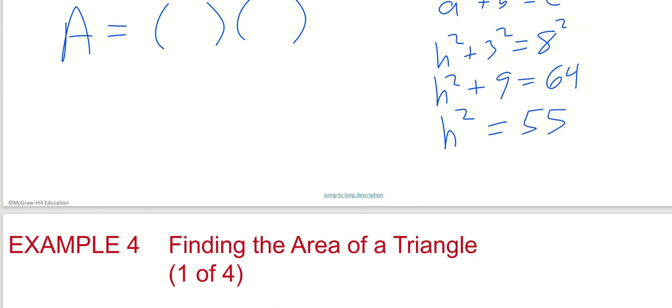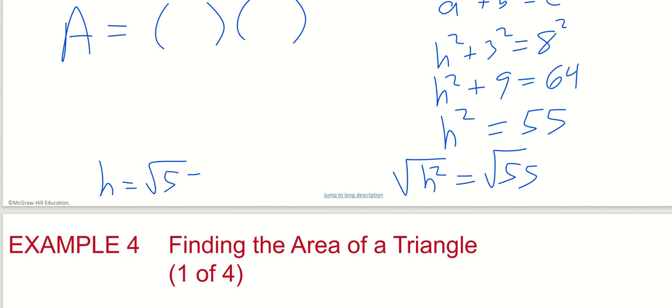And then for the last step, to get H by itself, we need to get rid of a square, which means to do a square root. So we see that the height, H, is the square root of 55, which if we plug that into our calculator, is going to be approximately 7.416 and so on. It's irrational, so it's just going to keep on going forever. But that's our height.